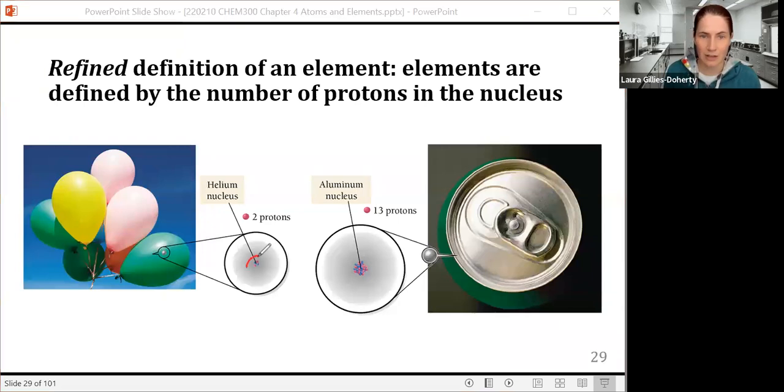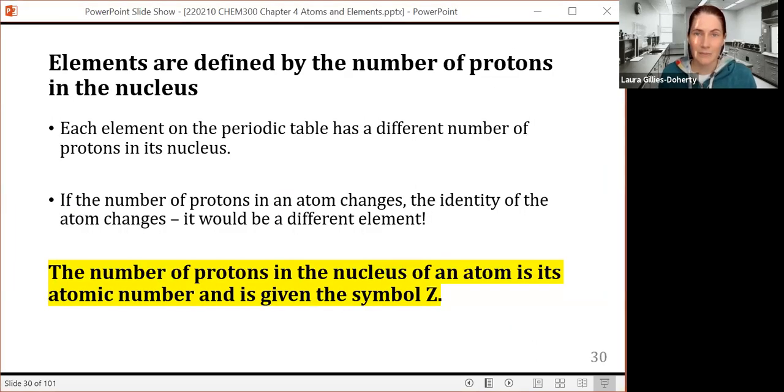So for example, if you have 2 protons in a nucleus, by definition, that's going to be a helium atom. If you have 13 protons in the nucleus, by definition, that's going to be an aluminum atom. So based on the number of protons in the nucleus, we can define the identity of each of the elements. So elements are defined by the number of protons in the nucleus. Each element on the periodic table is going to have a different number of protons in its nucleus.